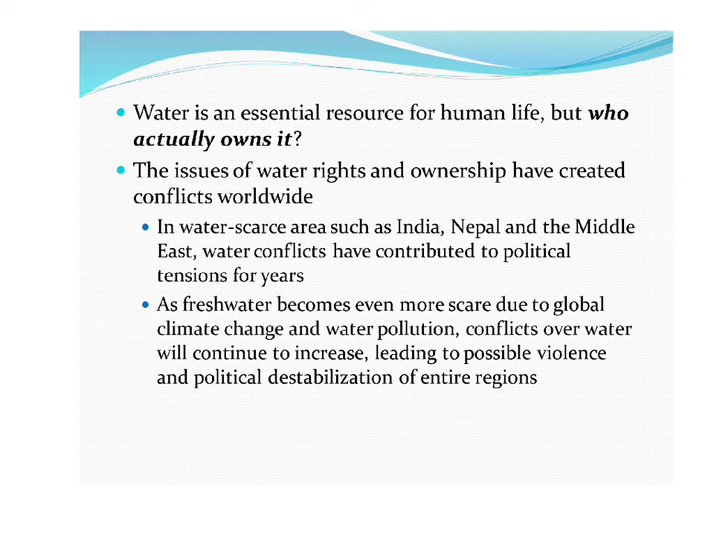On a smaller scale, who owns this oasis? Do you have the rights to get water from this well? It's a big deal. As fresh water becomes even more scarce due to global climate change and increasing water pollution, conflicts over water are going to increase. They're going to continue to increase. And I want you to think about that map that you just saw. Where is the scarcity going to come? It's coming in regions that are already political powder kegs. So it's going to lead to possible violence and political destabilization of entire regions. Are we prepared to deal with that?